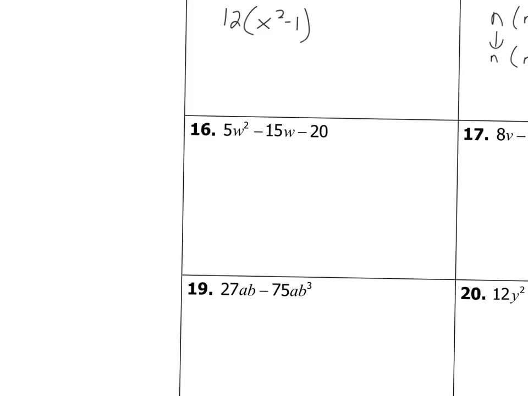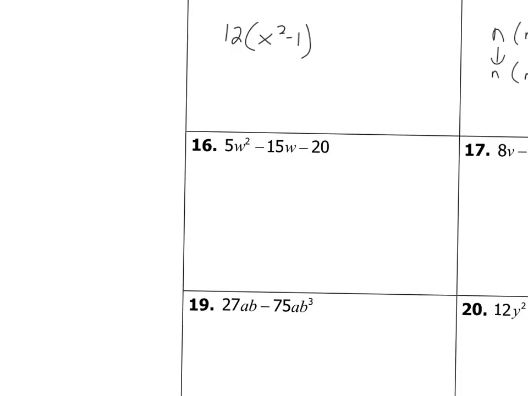Okay, so we're not going to do slip and slide yet because it looks like we could factor something out. So remember, first look for your GCF, and the GCF happens to be 5. You could take a 5 out. So if we take a 5 out, that would leave us with w squared minus 3w minus 4.